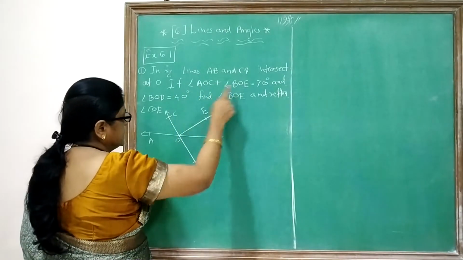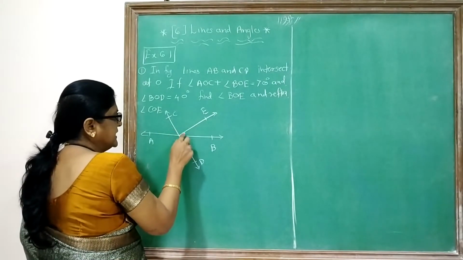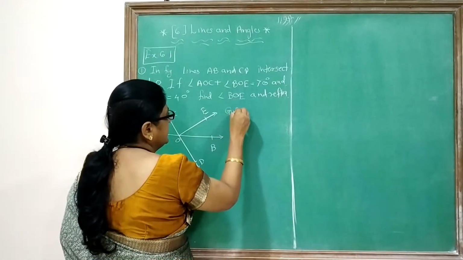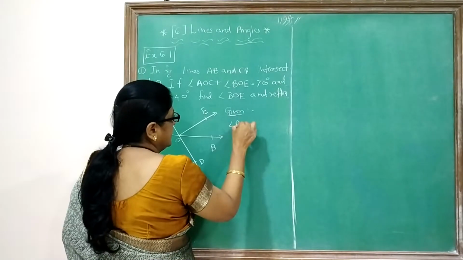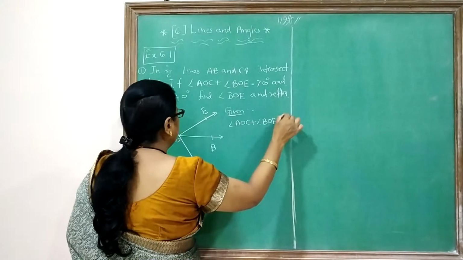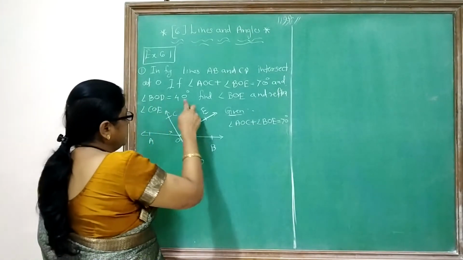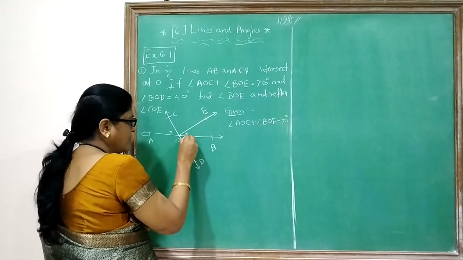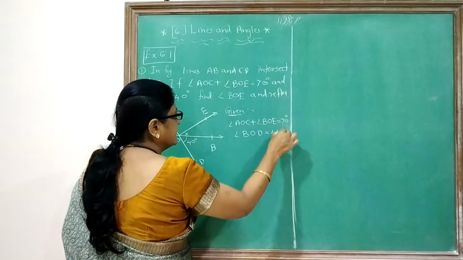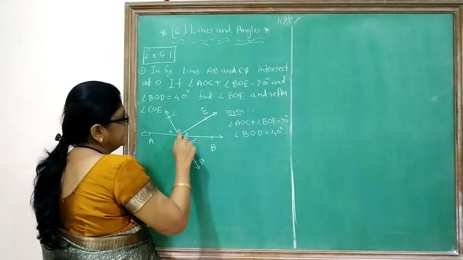Angle AOC plus BOE means this angle and this angle are added, then you will get 70 degrees. First you will write your given condition: angle AOC plus angle BOE equals 70 degrees, and angle BOD equals 40 degrees. Then find BOE.